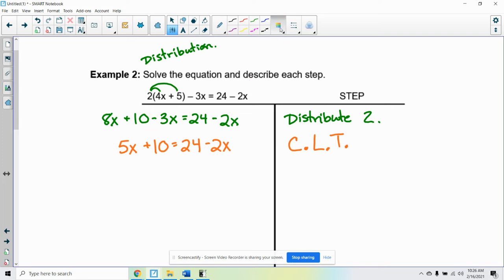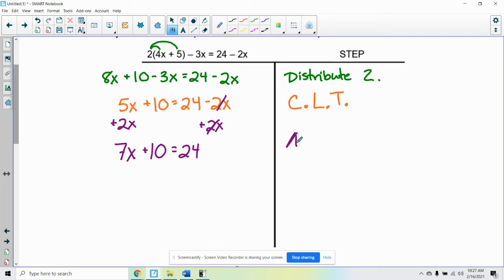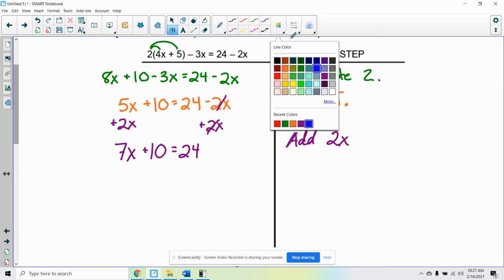Now we're in the same boat as we were in the first problem. Pretty straightforward. You can move anything. I'll get the variables on the left-hand side again, so I'm going to get rid of this negative 2x by adding it. Add 2x, add 2x. I'm left with 7x plus 10 equals 24. There I added 2x. So this is step 3.